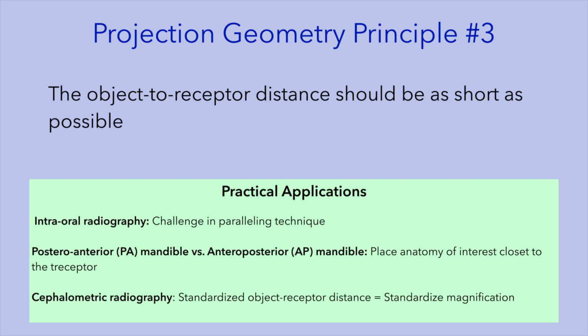When doing intraoral imaging, we try to place the receptor as close to the tooth as possible. However, anatomic contours may limit our ability to do this. And in general, when we make a radiographic image, we always place the anatomy of interest closest to the receptor.